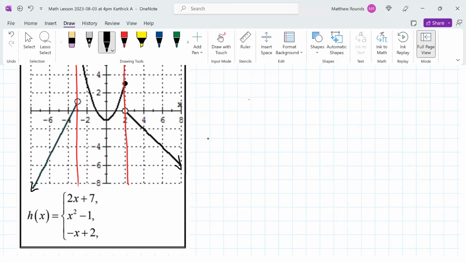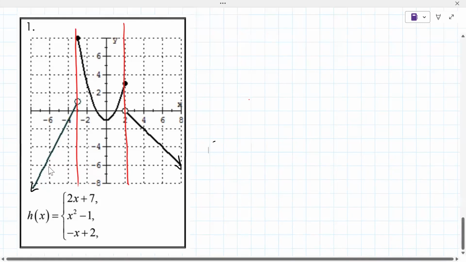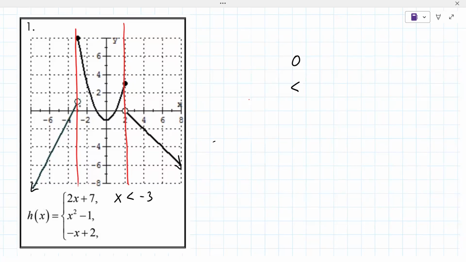So the first one here, for 2x plus 7, for this line here in the left region, this left window, it's x less than -3. The reason it's less than is because of the open bubble. So again, open bubble goes with less than or greater than, filled in goes with less than or equal to or greater than or equal to, like that.